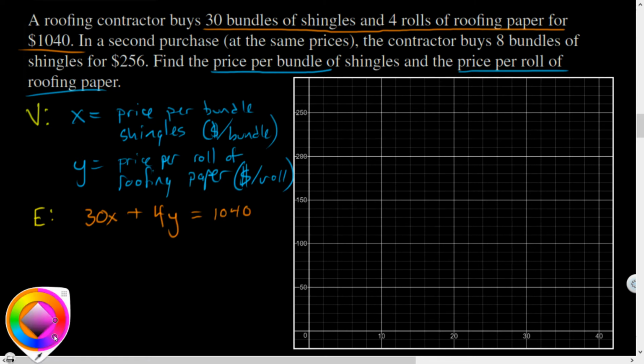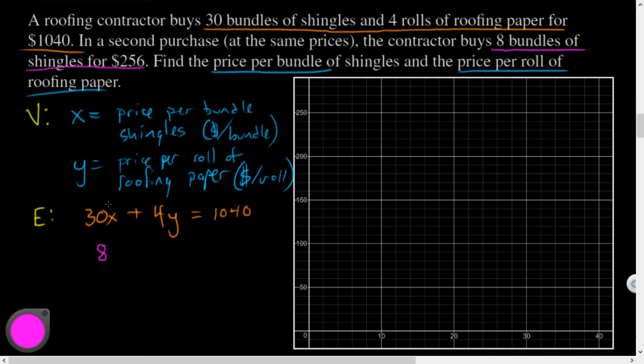Then it says in a second purchase, the contractor buys 8 bundles of shingles for $256. And it looks like he buys 0 roofing paper. So what's an equation I could write here? 8 bundles of shingles would be 8 bundles multiplied by how much? Ethan, what are your thoughts?